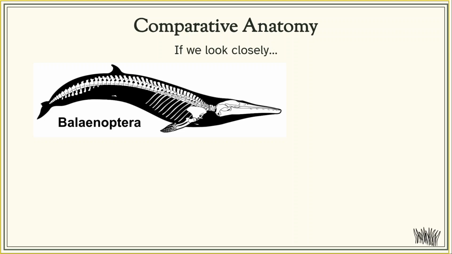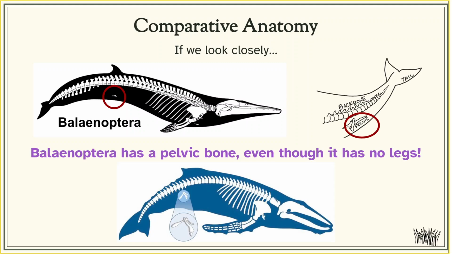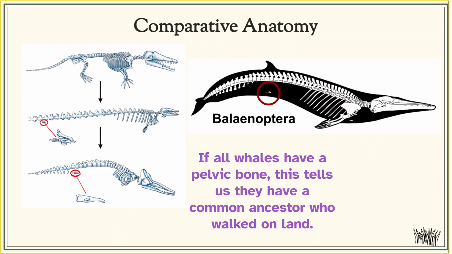If you zoom in onto where the legs should have been, you see this little bone. This little bone is actually the pelvic bone. So it's actually where your legs connect to, your pelvis. But the whale doesn't have legs. Why would it need a pelvic bone? Well, this is left over from when they had legs. So whales used to have legs, and they still have a pelvic bone.